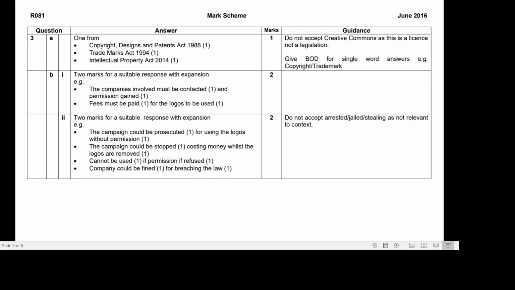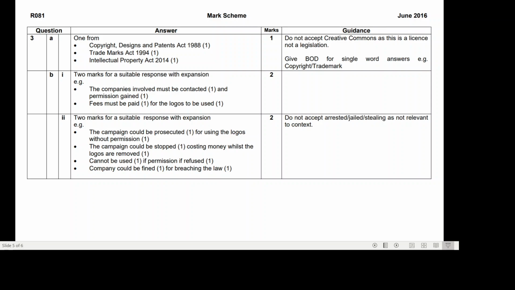Okay, question B, 2 marks for a suitable response with expansion. So for example, the companies involved must be contacted, so 1 mark for that. And then permission gained, 1 mark for that. Fees must be paid, a mark for that. For the logos to be used, another mark. Okay, so maximum of 2 on that one.